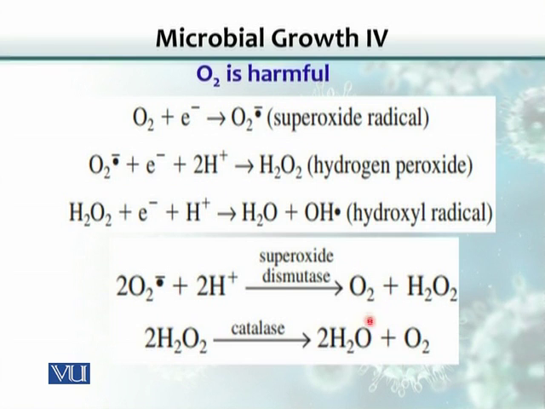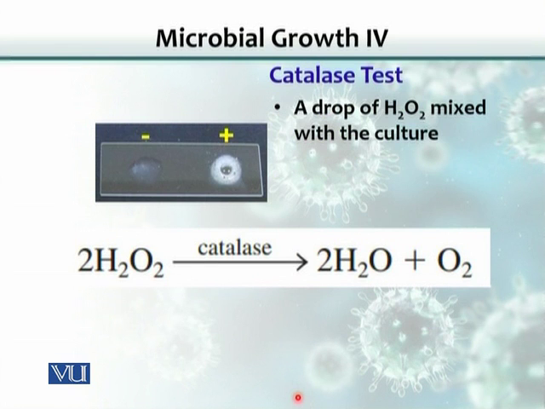So this is the way they deal with these toxic oxygen metabolites. And all of them do not have this ability, we'll see in a short while. The ability of some bacteria to convert oxygen metabolites into harmless molecules can be tested by a test called the catalase test. We take a drop of hydrogen peroxide and put it onto the slide, then take a colony or a few bacteria that we want to test and mix them together.